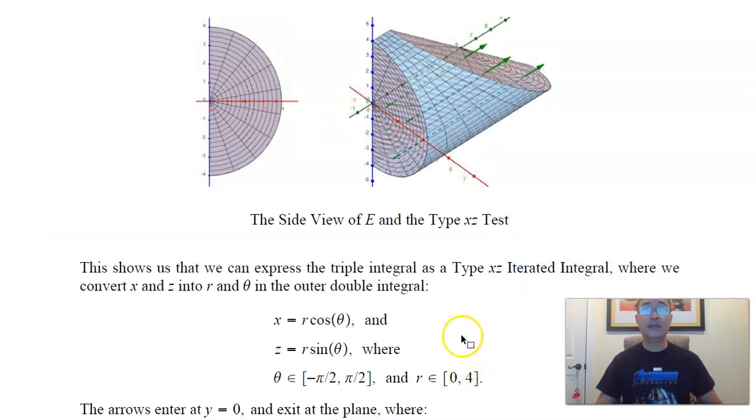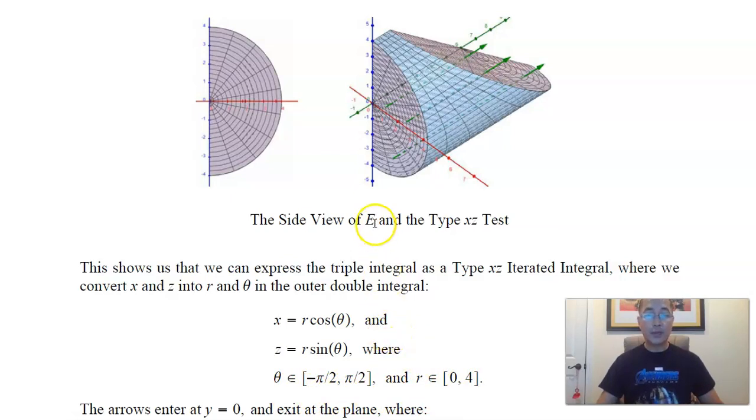All right, so here is the XZ test that we just saw, and that tells us that we should have x and z converted into polar coordinates. Okay, so you might wonder, why does cosine go with x and why does sine go with z? In this case, it's the natural way to do it because of the geometry. We want the right side of the disk, so it's natural to make x with your cosine and your z with your sine. Okay, so theta is going from minus pi over 2 to pi over 2. r is going from 0 to 4.